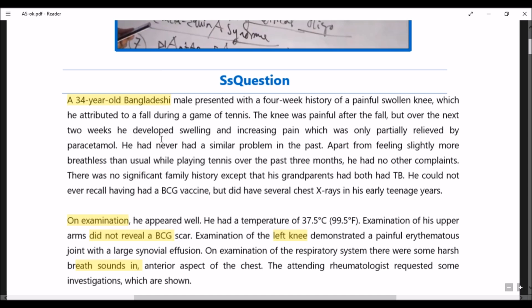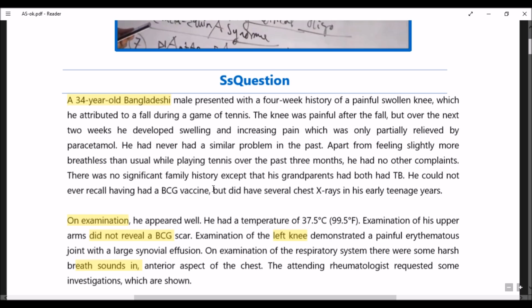Yes, once again the TB presented with a 4-week history of a painful swollen knee, which he attributed to a fall during a game of tennis. The knee was painful after the fall, but over the next 2 weeks he developed swelling and increasing pain, which was only partially relieved by paracetamol. He had never had a similar problem in the past, apart from feeling slightly more breathless than usual while playing tennis. Over the past 3 months, he had no other complaints.